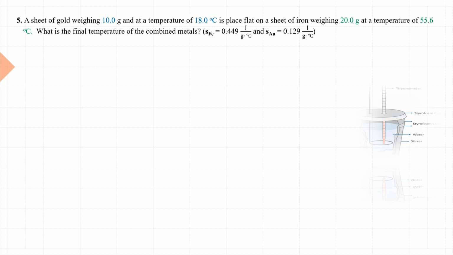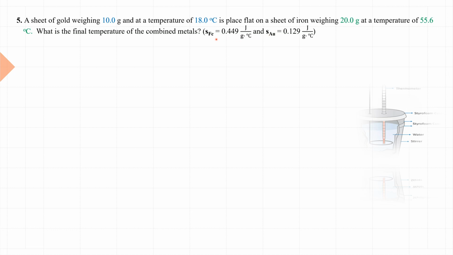You can see there are 2 colors I have used here: the blue ones for the gold and the green ones for the iron readings. Initially, the gold mass is 10.0 grams and the gold temperature is 18.0 degrees Celsius, the lower temperature value. Now, the iron metal mass is 20.0 grams, and the iron temperature is 55.6 degrees Celsius.